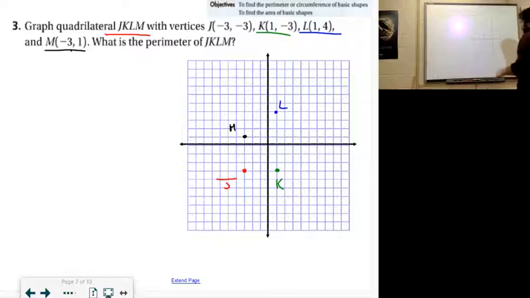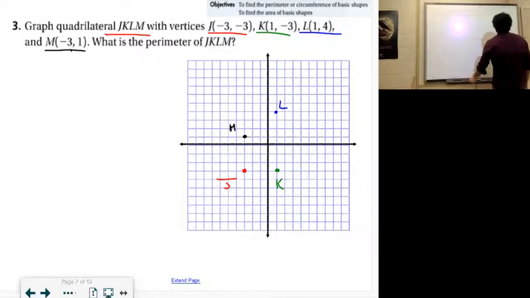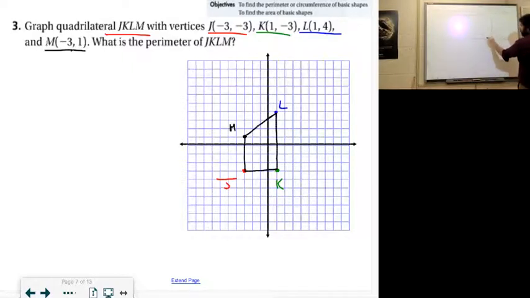So J is at -3, -3. That looks good. K is at 1, -3. That looks good. L is at 1, 4. And then M is at -3, 1. So, it'd be really nice if this was a rectangle or square, but it's not, so we've got to work with it. So 3 of the sides are pretty easy if we're looking at perimeter.